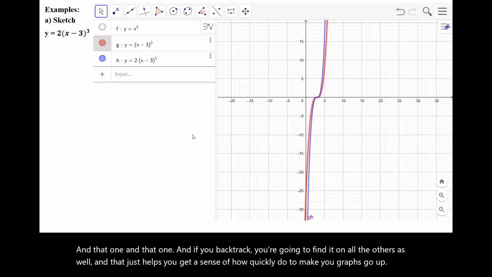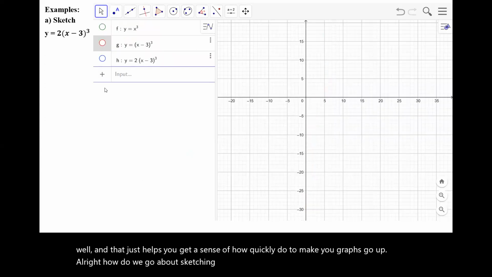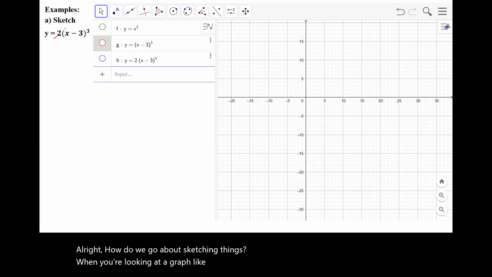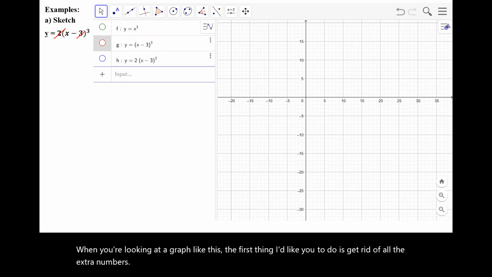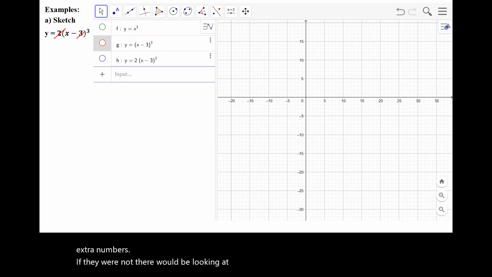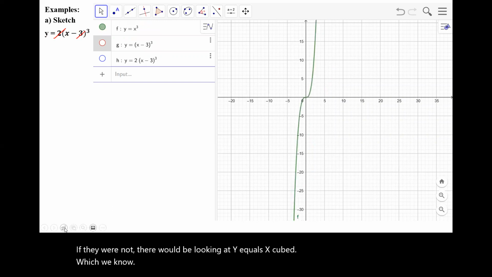All right, how do we go about sketching things? When you're looking at a graph like this, the first thing I'd like you to do is get rid of all the extra numbers. If they were not there, we'd be looking at y equals x cubed, which we know. Then start looking at your numbers. What sort of transformation is taking place right here?